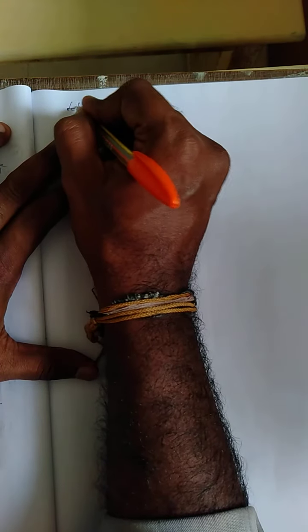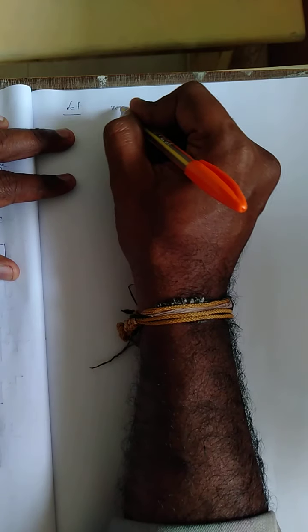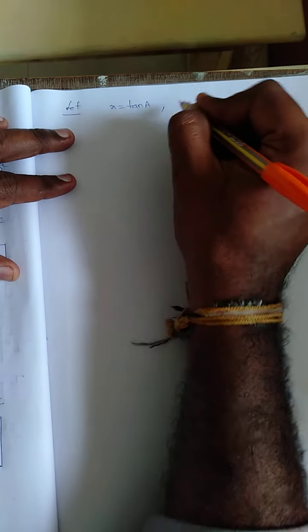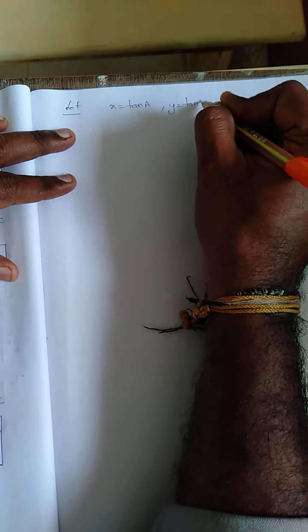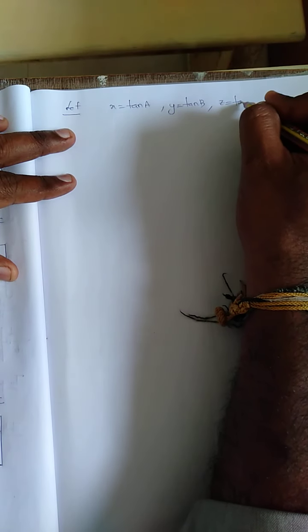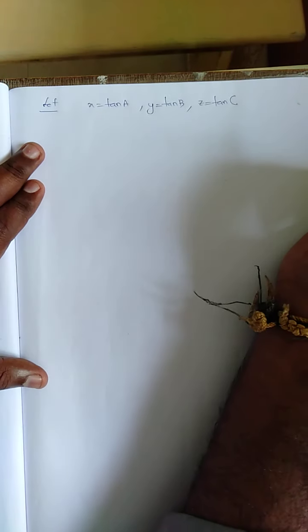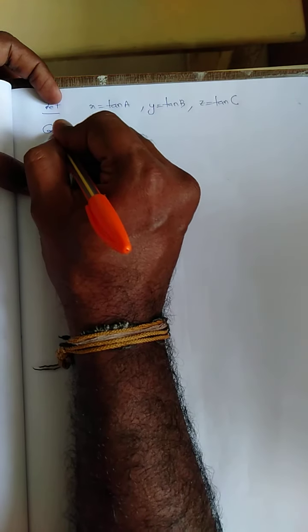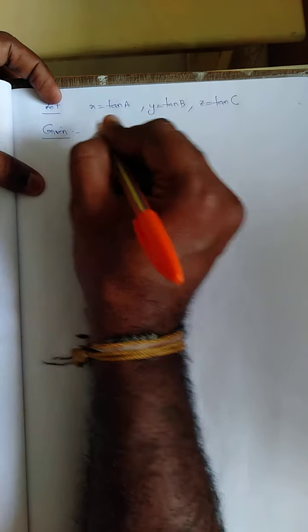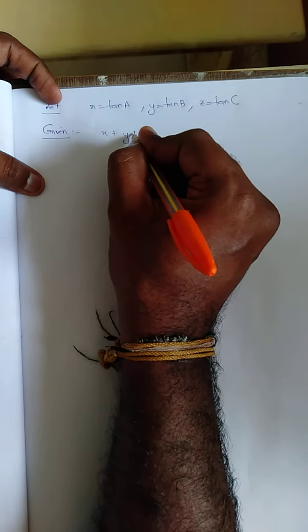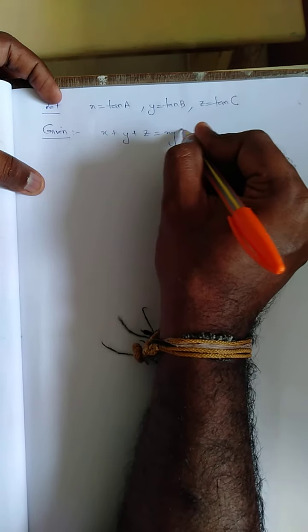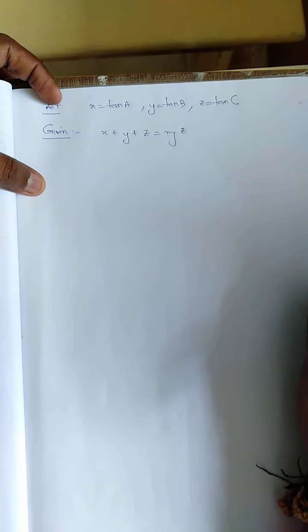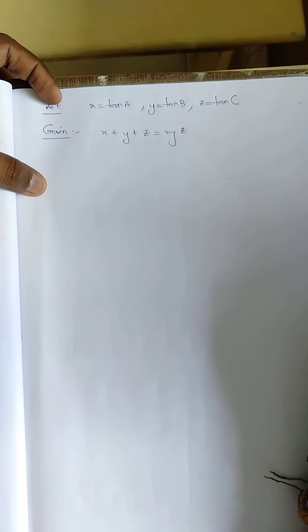Before entering the sum, I am going to make an assumption. Let me assume x is equal to tan a, y is equal to tan b, z is equal to tan c. This is the first assumption we made. The given value is nothing but x plus y plus z is equal to xyz.